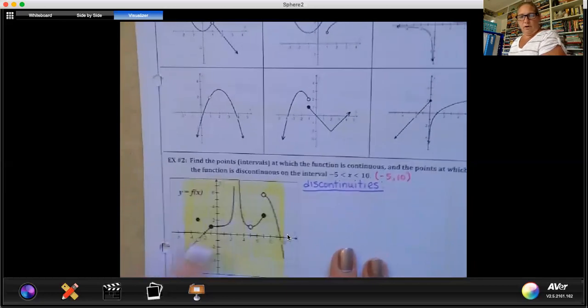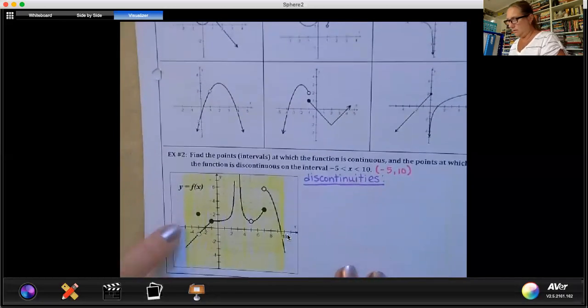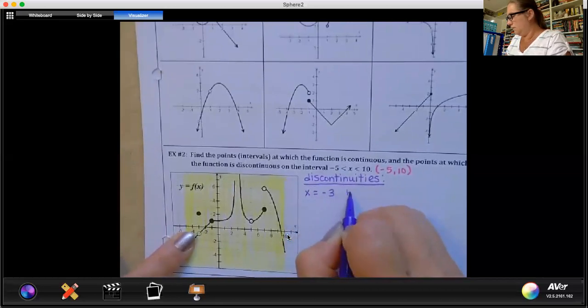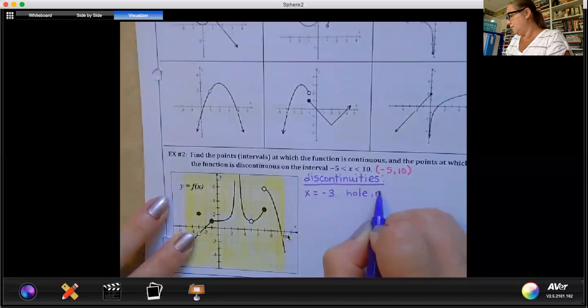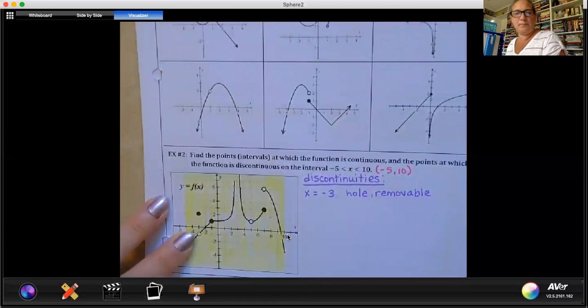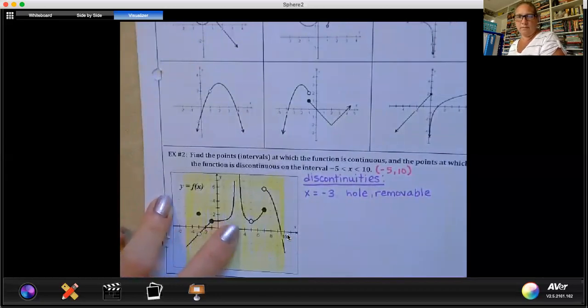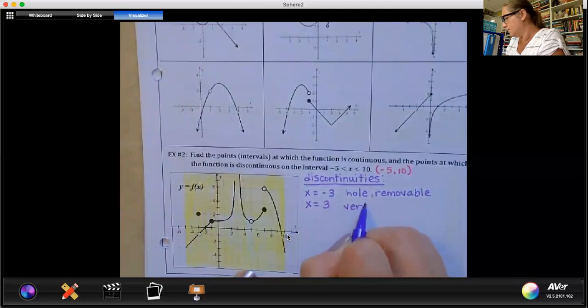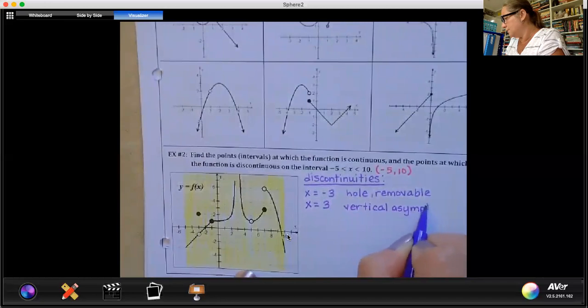I'm going to start left and work my way right. So -3 is a hole in the graph. It is a removable discontinuity. X equals 3. I know it's not drawn there, but it is implied that you have a vertical asymptote. And a vertical asymptote is a non-removable discontinuity.